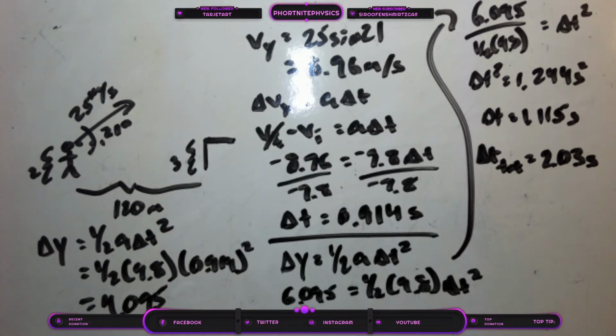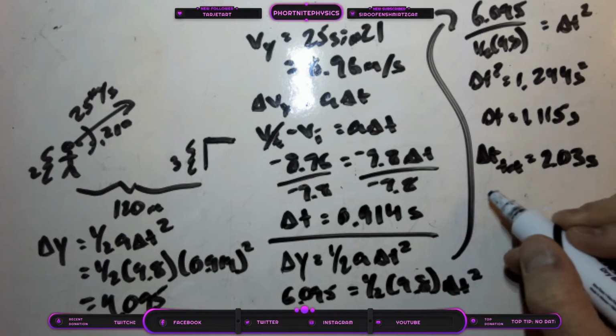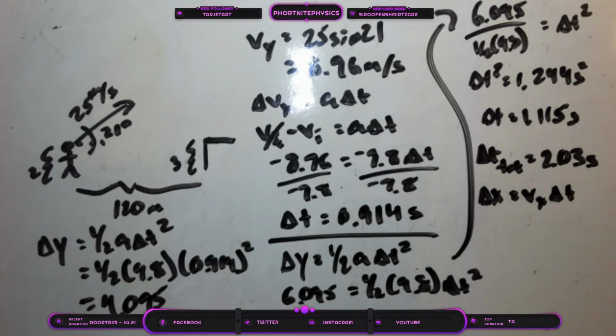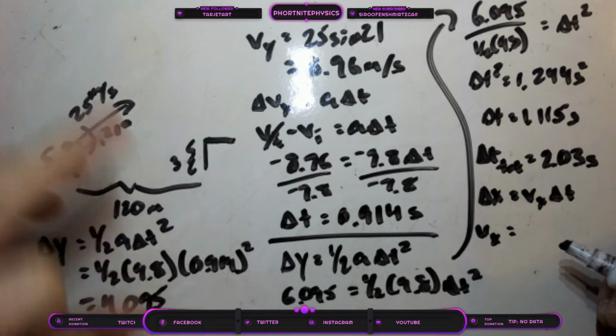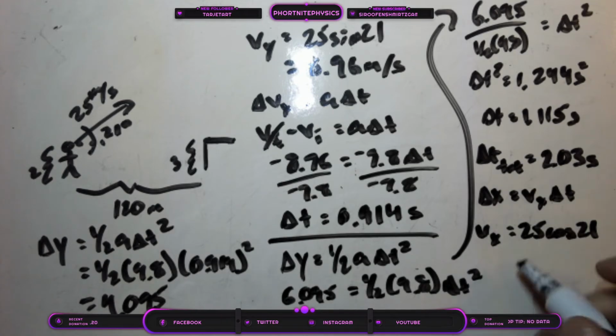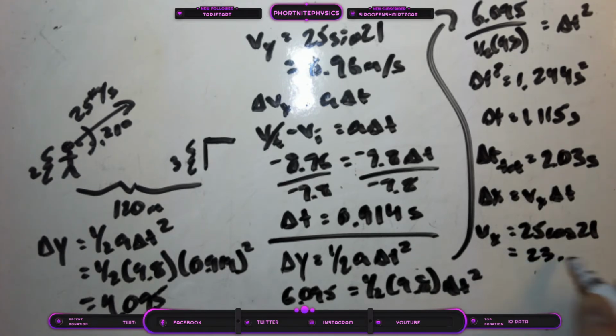I should have come up with different numbers. Anyway, but now what we need is this equation. Delta x equals our Vx multiplied by our time. We're just trying to figure out if it's going to go far enough to get out of the park. And I can already tell it's not going to. But to calculate our Vx, just like we did with our Vy, it's going to be 25 cosine of 21 degrees. Which gives us 23.34 meters per second. That's our Vx, our velocity in that direction.